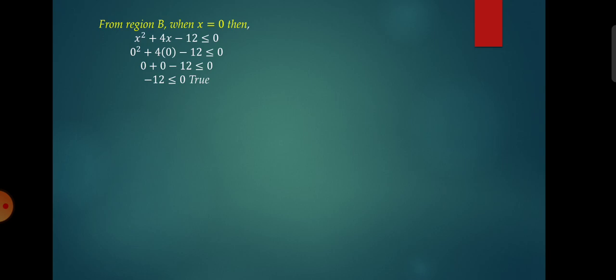So substitute or plug in 0 to the inequality. 0 squared plus 4 times 0 minus 12 less than or equal to 0. 0 squared is 0. Okay, 0 times 0 is 0. 4 times 0, 0 gyapon. So 0 plus 0 is 0. Minus 12. 0 minus 12 is negative 12. Is negative 12 less than 0? Ang negative 12 gamay pa ba sa 0?